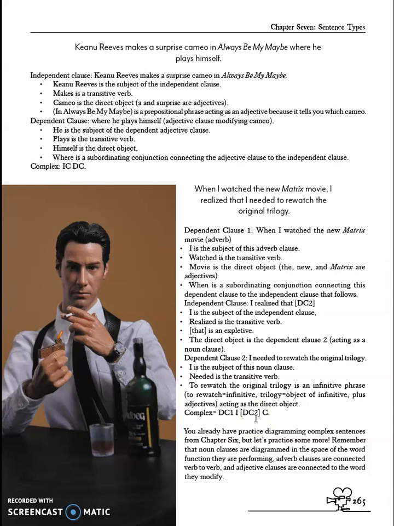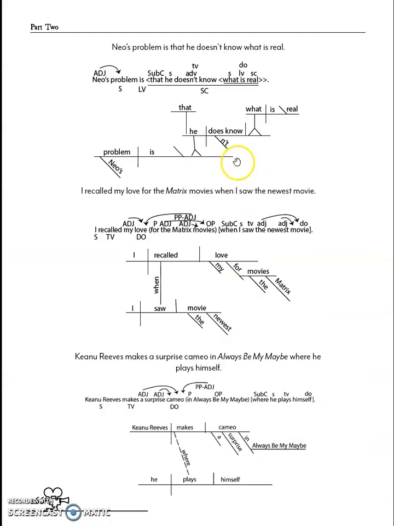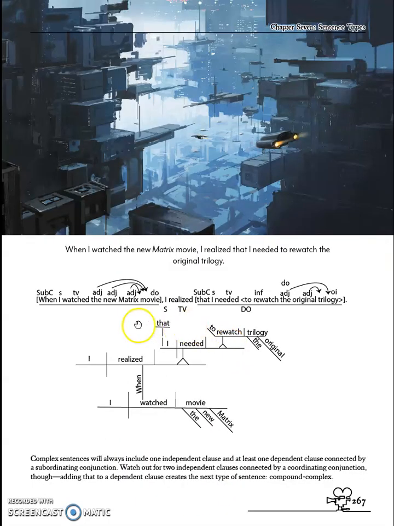So we've already practiced diagramming this, but for fun, here are all of the Neo sentences, right? So we've got independent clause, dependent clause, independent clause. Then we've got independent clause, dependent underneath; independent clause, dependent underneath; independent clause, dependent, and then also a dependent underneath. So those are complex sentences.